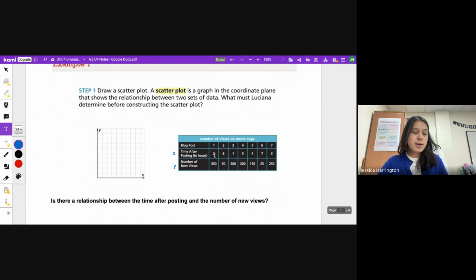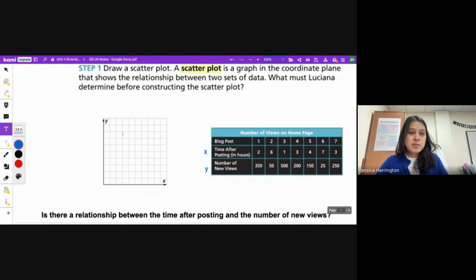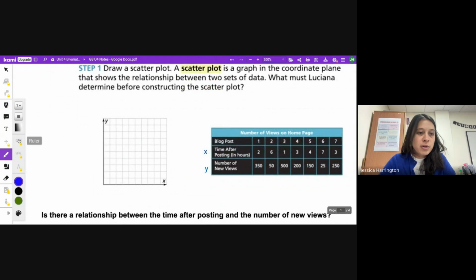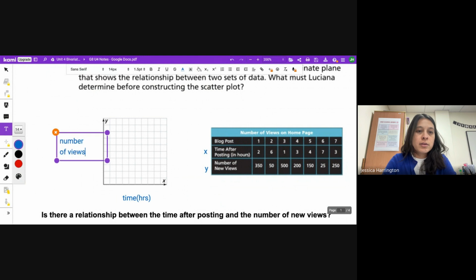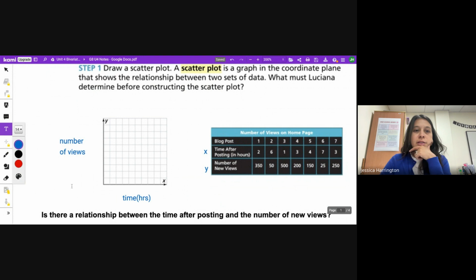So like my first point is going to be (2, 350). My second point is going to be (6, 50). So I can't graph yet still because there are no numbers on these grids, right? So we have to take some time to number it. And this is where you're going to see my bad handwriting. I haven't done this in a while. So at the bottom, I'm just going to label this time, in hours. And then on this side, we have number of views.